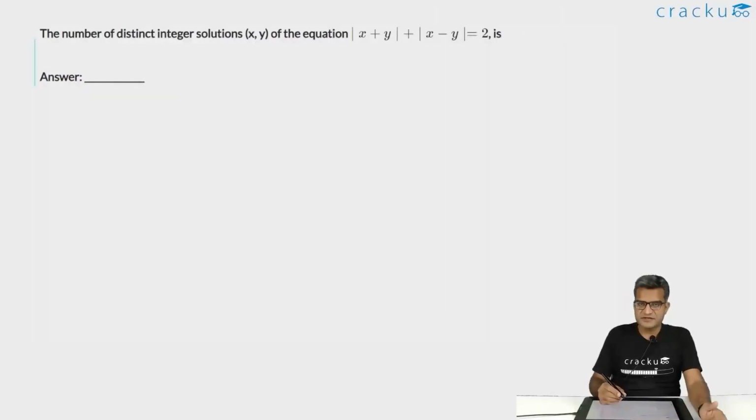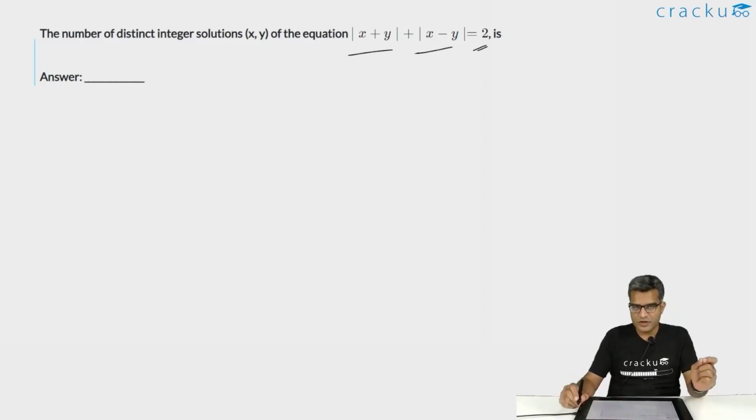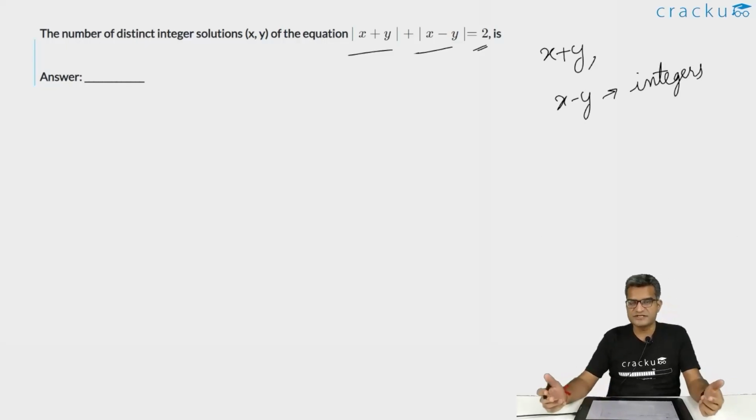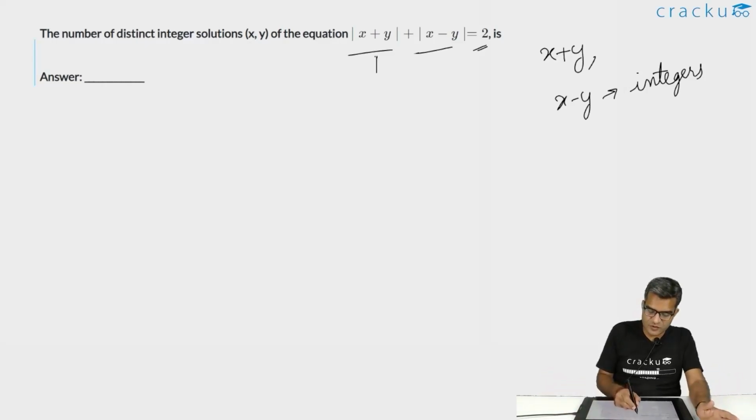In this question, we are asked to calculate the number of distinct integer solutions for the given equation. The equation is modulus of x plus y plus modulus of x minus y is 2. We are looking only for integer solutions. If x and y are integers, x plus y and x minus y, both of them will be integers. You cannot have the sum or the difference of two integers be fractions. So in this particular case, we are given the sum of two modulus is equal to 2.